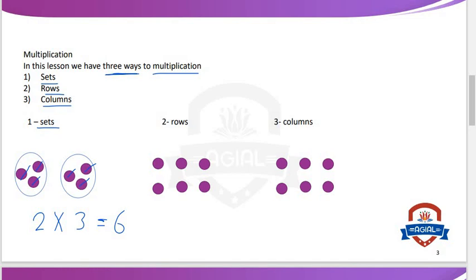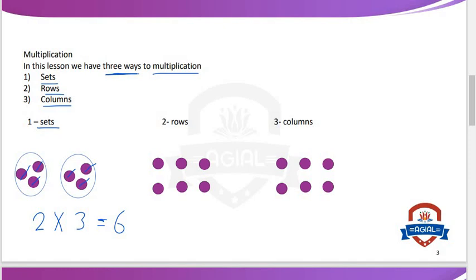So 2 multiply 3, multiply meaning multiplication, equal what? 6. Why 2 multiply 3 equal 6? 2 plus 3 equal 5. Yes, plus. But in here, multiply. What is the meaning of multiply? If we have 2 groups or 2 sets like it, and each set has 3 dots, we say 2 groups multiply 3 in each one. 2 multiply 3 meaning 3 and 3. 3 plus 3 equal what? Super, 6. You understand?